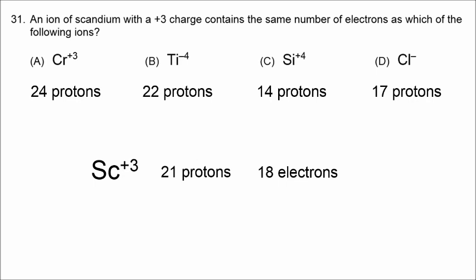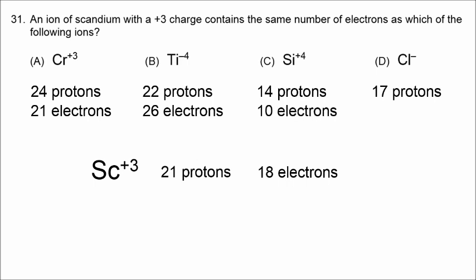If chromium has a +3 charge, it would have lost 3 electrons. It goes from 24 to 21. Titanium has a -4 charge. That means it gained 4 electrons, giving the total of 26. Silicon has a +4 charge, so now it has 10 electrons. And chlorine has a -1 charge, so that means it gained 1 electron. And since 18 electrons was the number we were looking for, the correct answer is D.